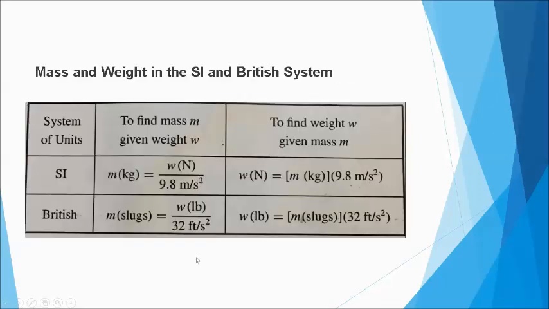So let's take a look at this table. So this gives you formulas to solve mass given the weight and to solve for weight given the mass. But here on the table, you are given the formulas both in the SI and in the British system. Okay, so yun yung mga systems of measurement.